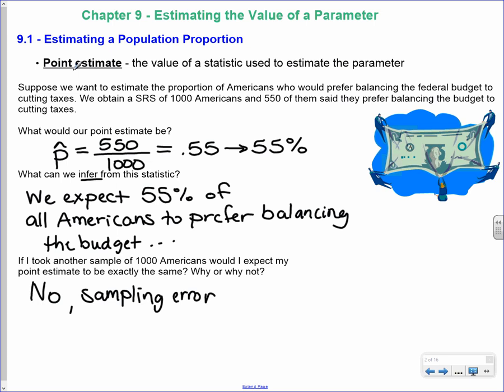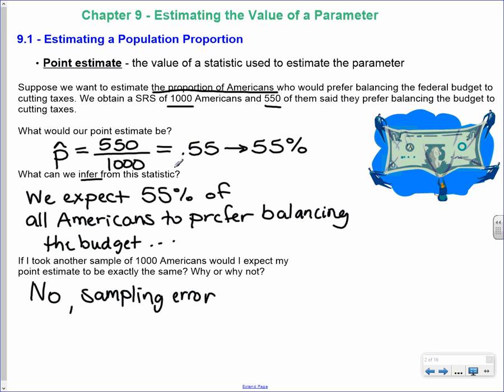So suppose we want to estimate the proportion of Americans who would prefer balancing the federal budget to cutting taxes. We obtain a simple random sample of 1,000 Americans and 550 of them said they prefer balancing the budget to cutting taxes. Okay, so what would our point estimate be? Well, we're trying to estimate the proportion of all Americans, okay? So we're trying to estimate the true P, right? So we're going to use a P hat here. That will be our point estimate. We'll take 550 divided by 1,000 and we get 55% or 0.55.